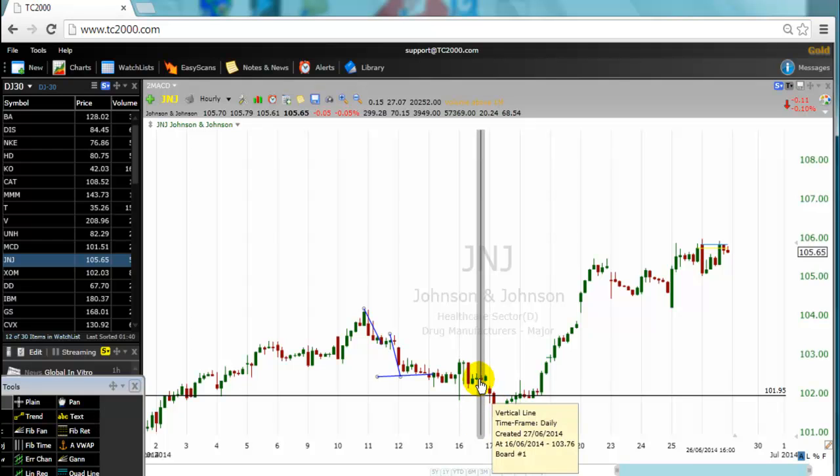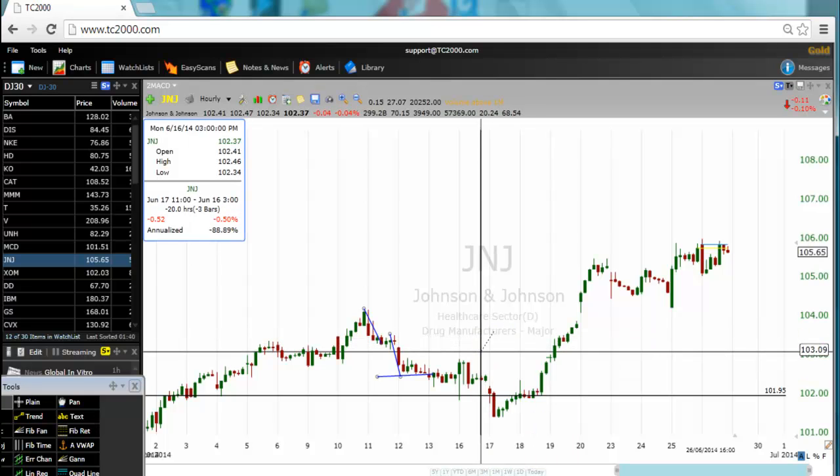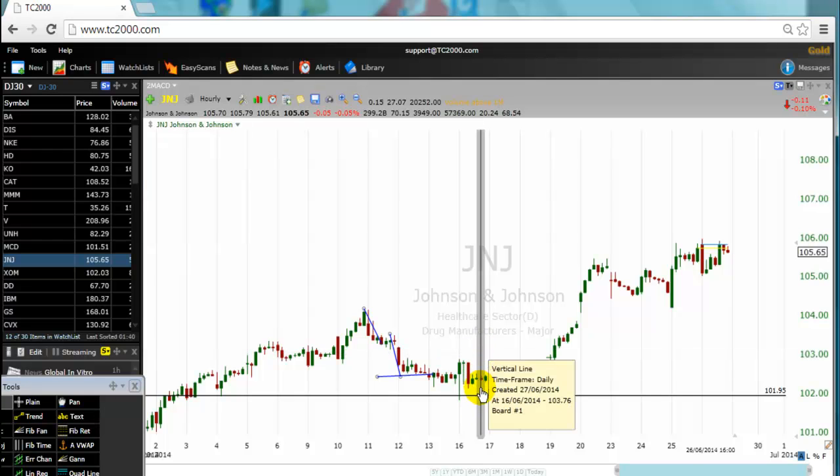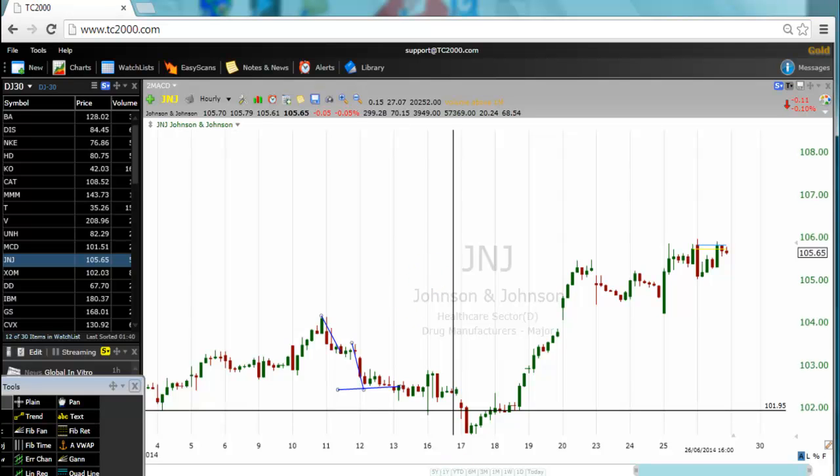Again, we have here another vertical line which represents Monday. Let's see. Look at the top left-hand corner: Monday 6/16/14, Monday June 16, 2014, at 3 p.m. Here we are. You see, that's the vertical line here. So what is happening here?